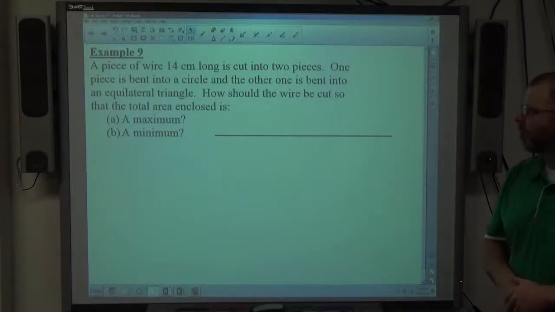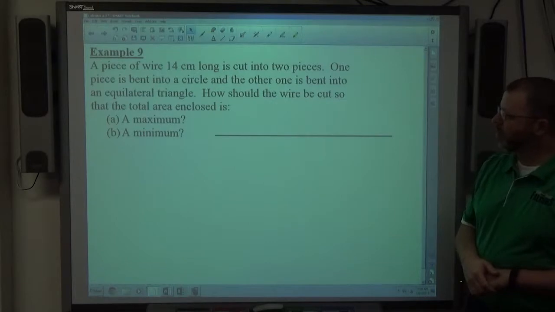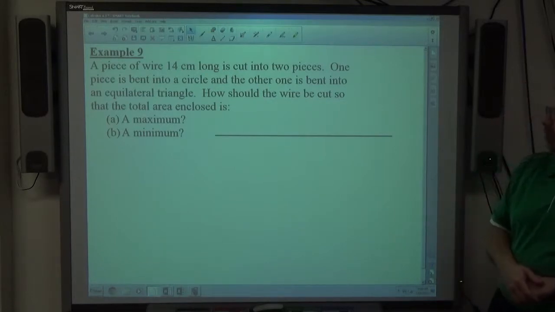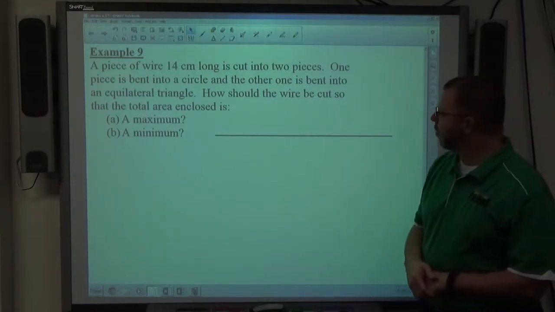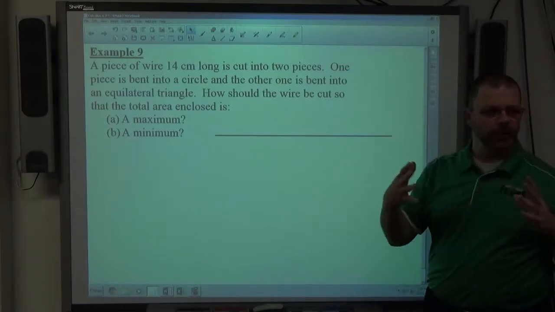Example 9: a piece of wire 14 centimeters long, so that'd be this right here, is cut into two pieces. One piece is being bent into a circle, the other one is being bent into an equilateral triangle. How should the wire be cut so the total area enclosed is a maximum and a minimum? So we want to find both.